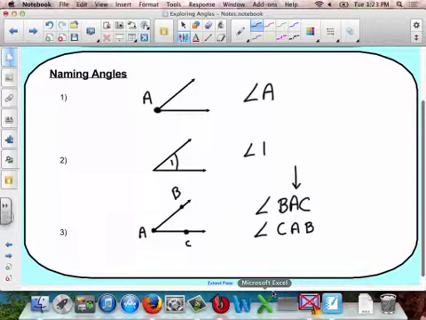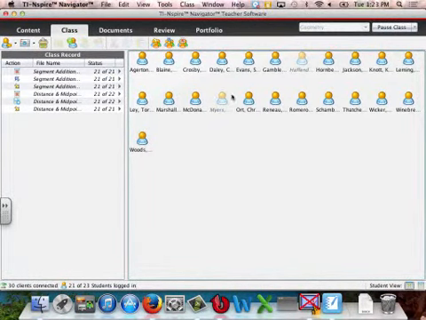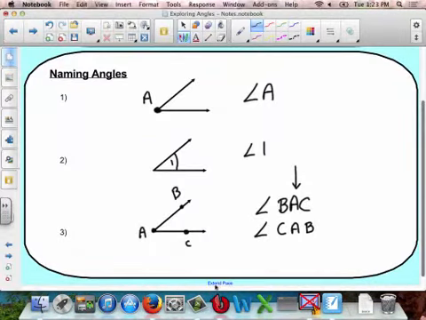So here's what I want you guys to do real quick. On your Inspires, I want you to create a whole new document. I want you to create a geometry page, and I want you to create an angle and name it ABC. So think about what an angle is. An angle is two rays with the same endpoint.